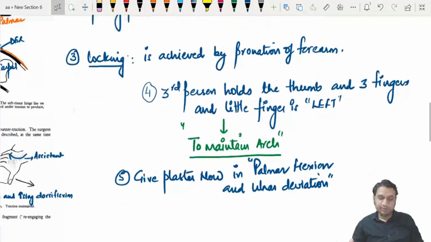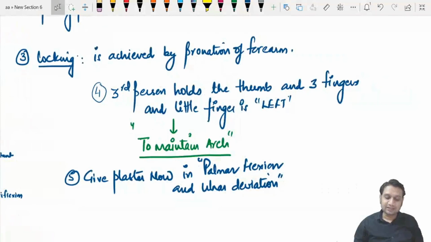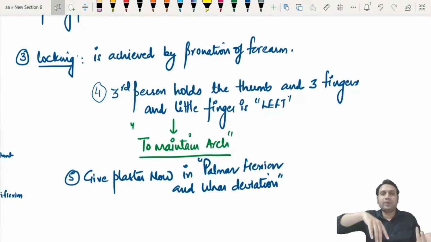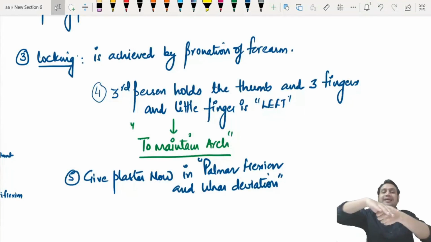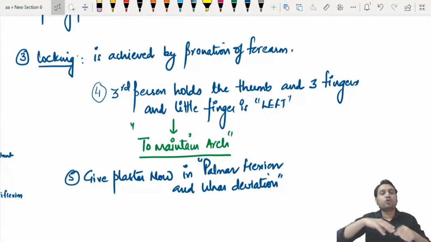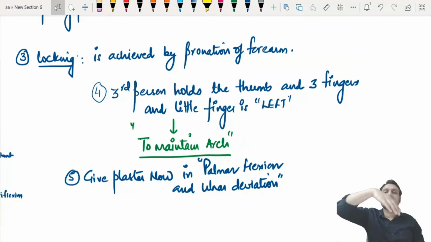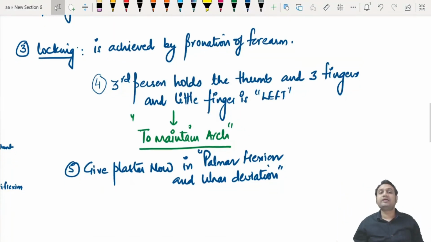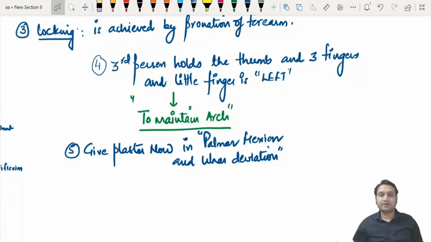Number 4 will be applying the plaster. For that, the third person will not have to pull or keep holding, basically traction is not required now. So he'll keep on holding the thumb and the 3 fingers to maintain the palmar arch. And step number 5 would be giving the plaster in palmar flexion and ulnar deviation, because this is how the wrist has been blocked. Okay, so these are the steps of reduction of Colles, right?